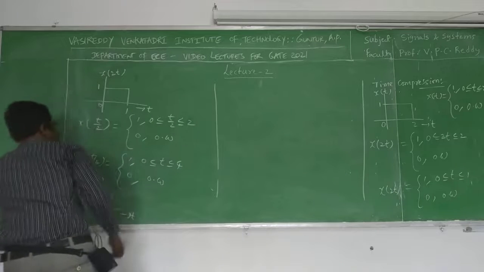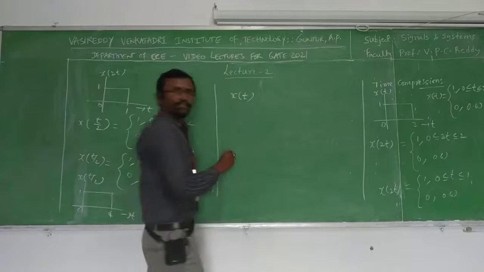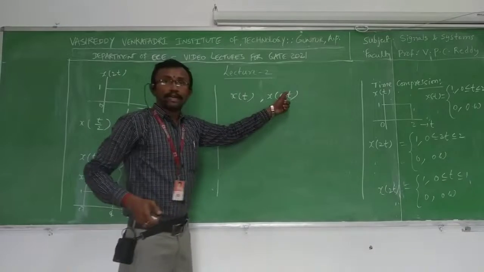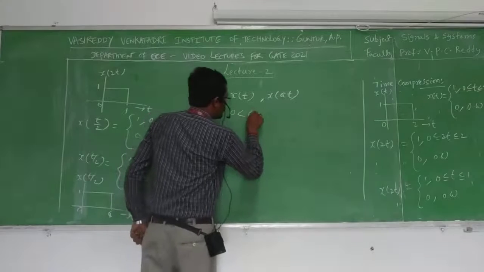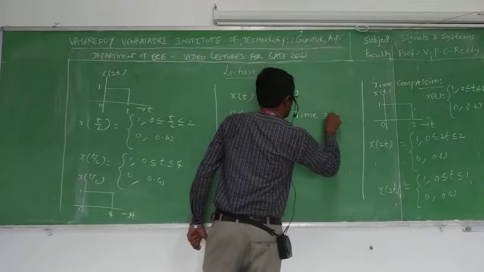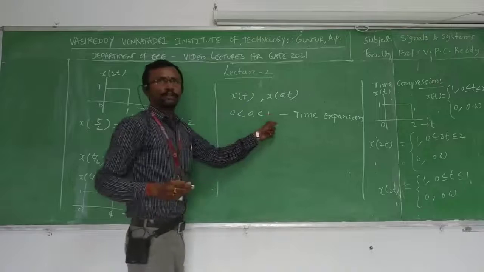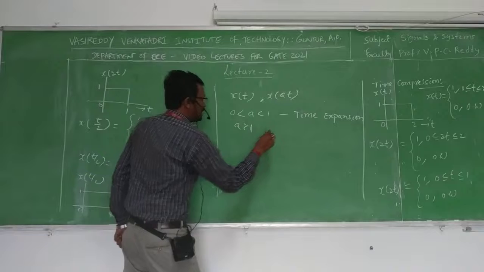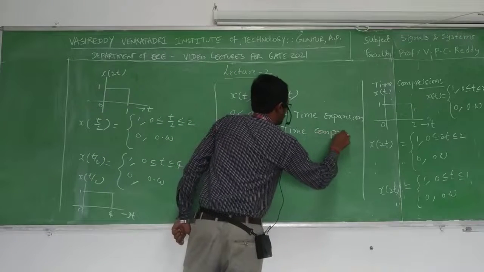So before going to discrete time signals, we will make one general statement. x of t is the given signal, x of at is the time scaled version of the given signal x of t. When scaling factor a is between 0 and 1, this operation is said to be time expansion. When a is greater than 1, this is said to be time compression.